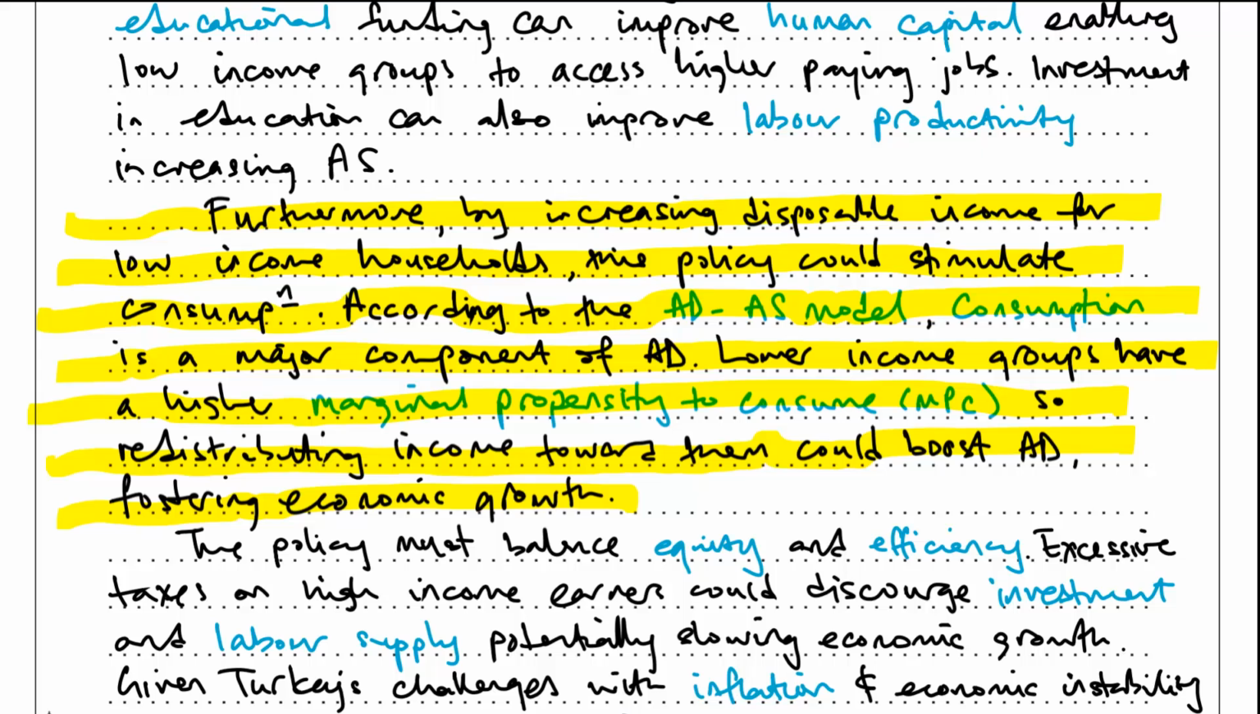Remember that aggregate demand is made up of four components: consumption, investment, government expenditure, and net exports. And consumption is the biggest component of aggregate demand. Typically, over 50% of aggregate demand is consumption goods. So if you increase disposable income for lower income households, for example through progressive taxation, then you're going to put more dollars into the pockets of lower income households, who will then use those dollars for consumption. They're going to go out and buy more of the things that they need to survive, and that's going to help boost aggregate demand, and that's going to grow the economy.